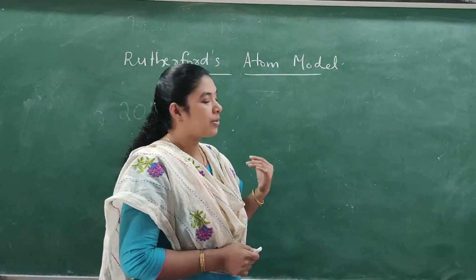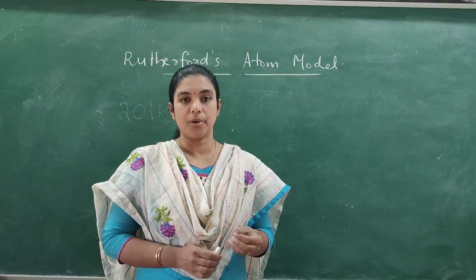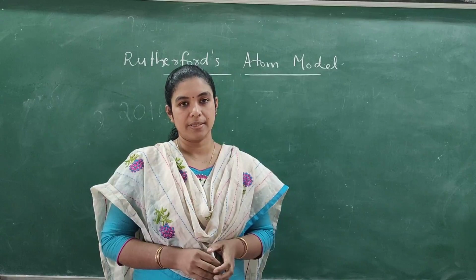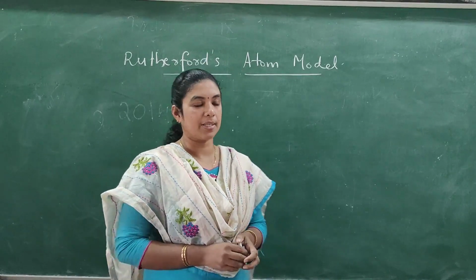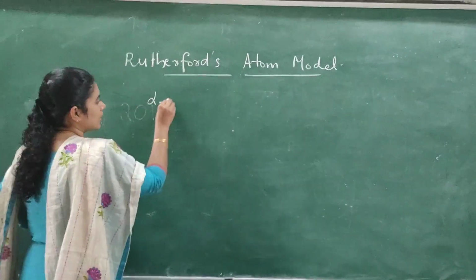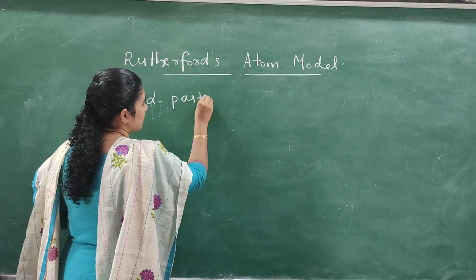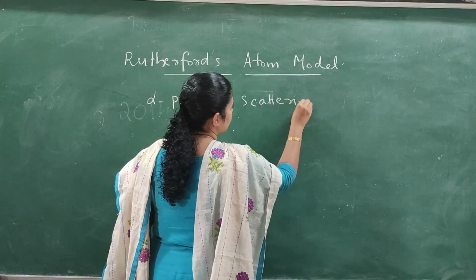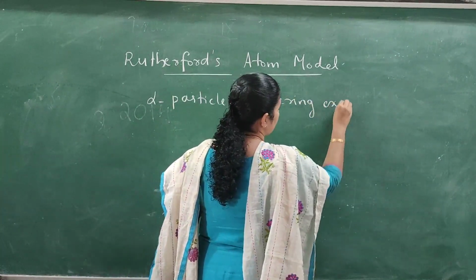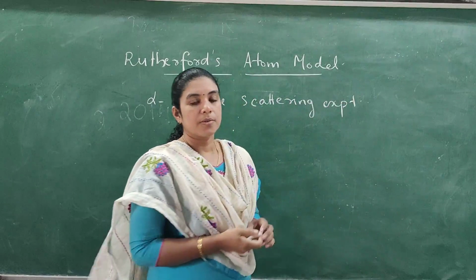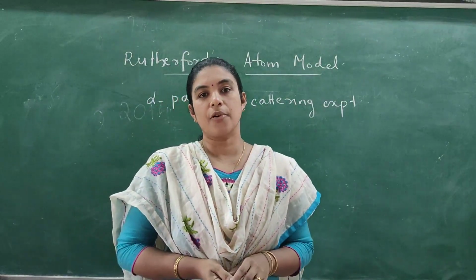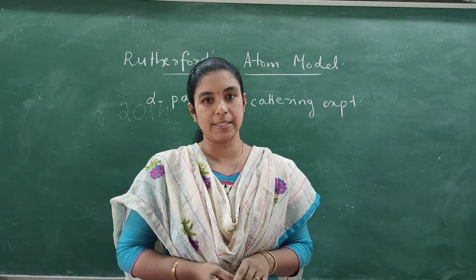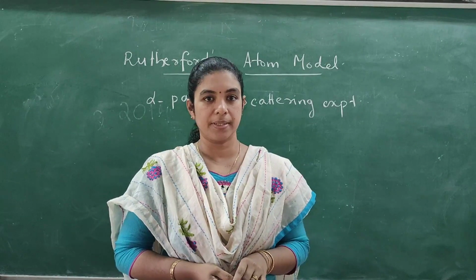To find out the atom model of an atom, Rutherford did one experiment, and that experiment is known as the alpha particle scattering experiment. Rutherford, with the help of two other scientists, Geiger and Marsden, did this experiment.